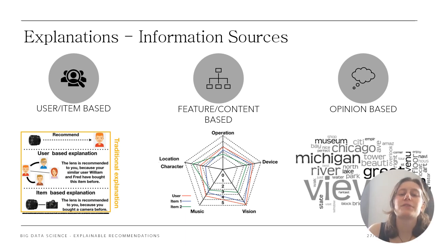Opinion-based information sources are sources that use machine learning to detect which aspect of an item is most relevant in the opinion of other users and make recommendations based on that.